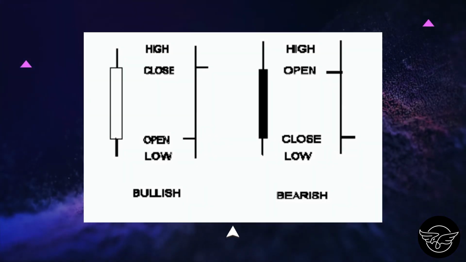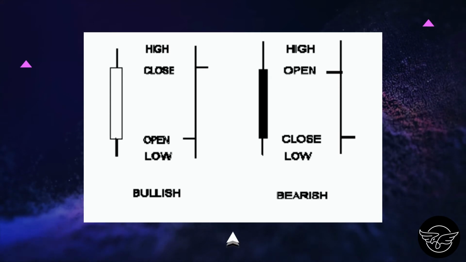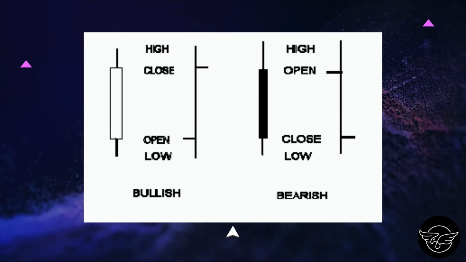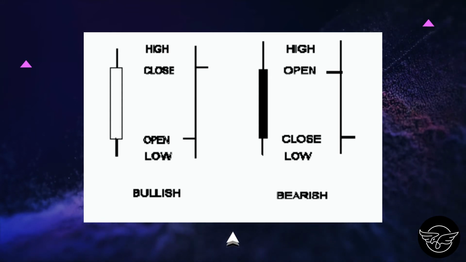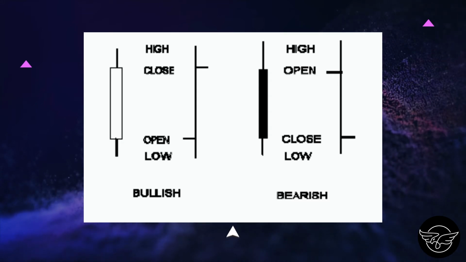The highest price tells us that within this specific time frame, the price touched this level, but sellers had the power to take down the price. And the lowest price means that at this specific time frame, the price touched this level, but the buyers had the power to push the price higher.